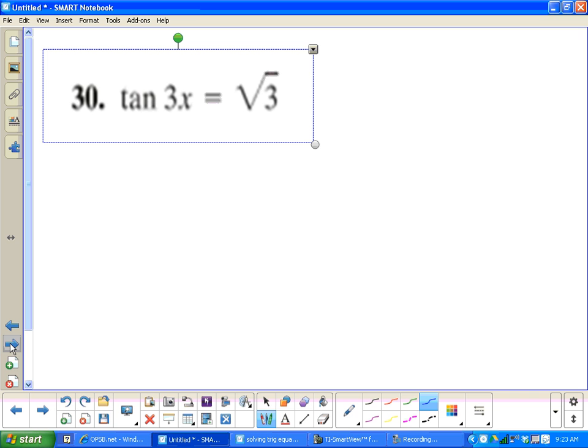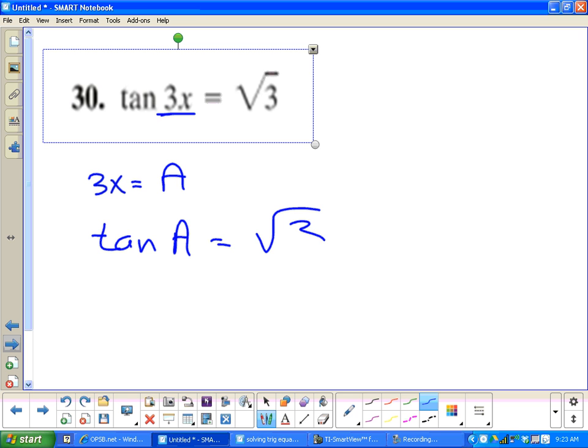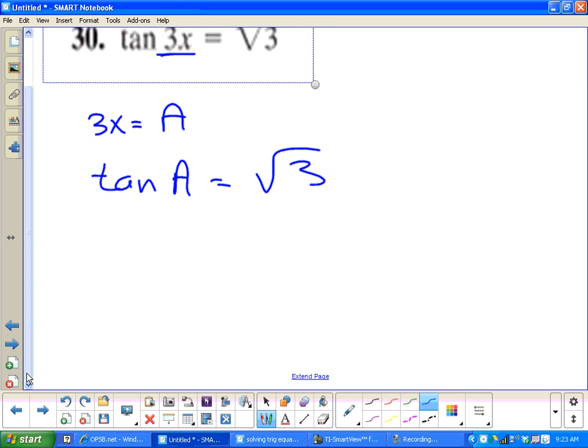Let's get another one. Okay, let's do a tangent one. All right, so we got a 3 right there, right? So let's avoid it. Okay, let's let 3x equal a. So we'll get tangent of a equals square root of 3. Okay, now where is tangent square root of 3? Pi over 3? Yeah, okay. And where else is it? It's going to be in the third quadrant. Yeah, 4 pi over 3. Yeah.